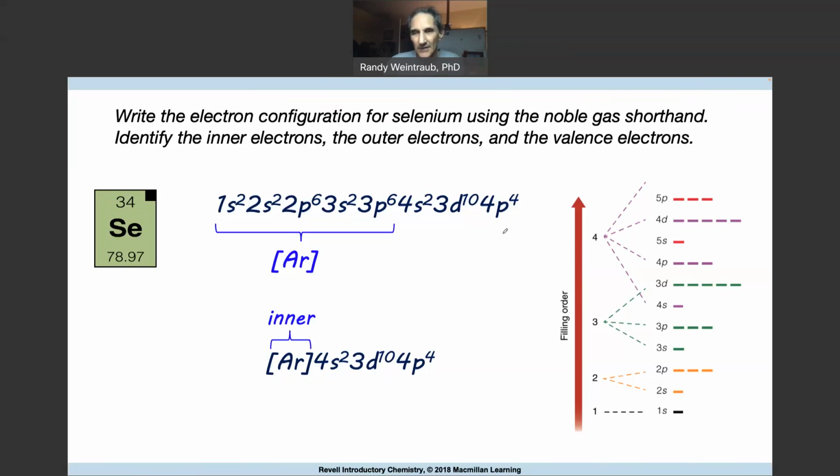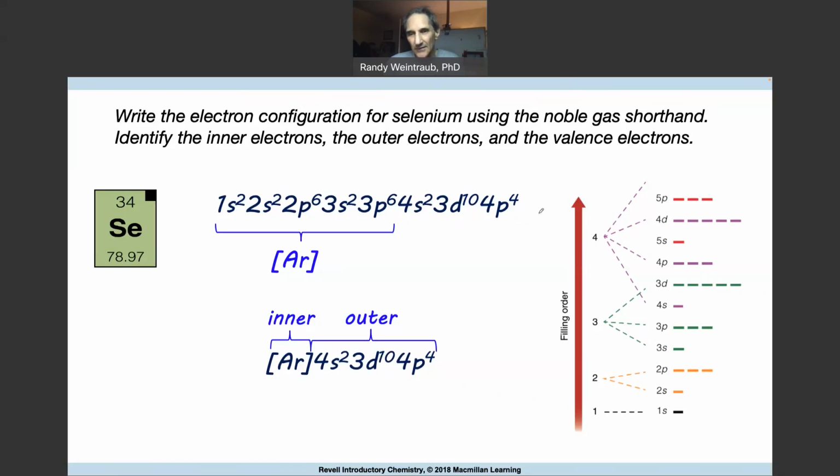We can therefore rewrite using the noble gas shorthand as shown below. The electrons within the argon configuration are the inner electrons. The remaining 4s, 3d, and 4p levels are the outer electrons.